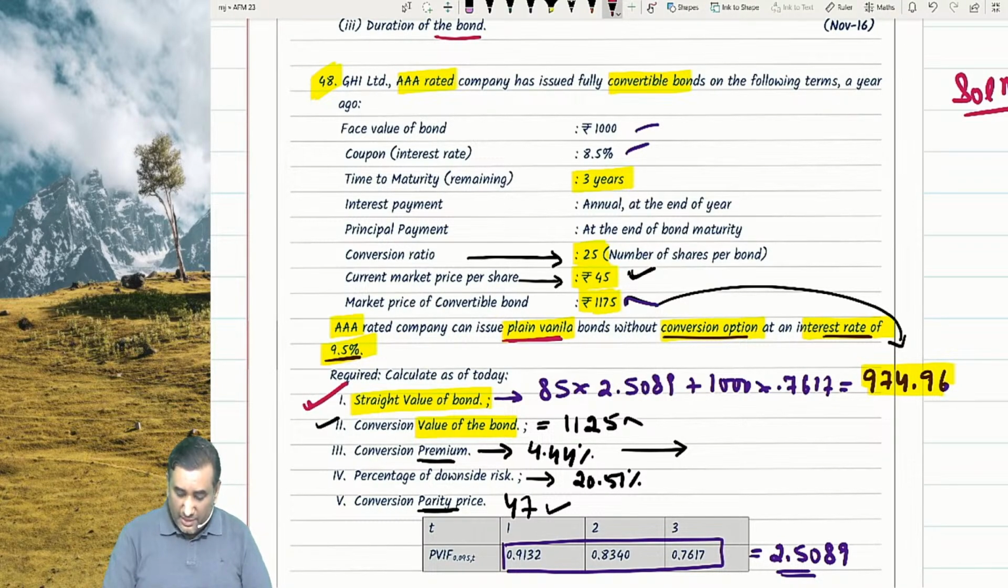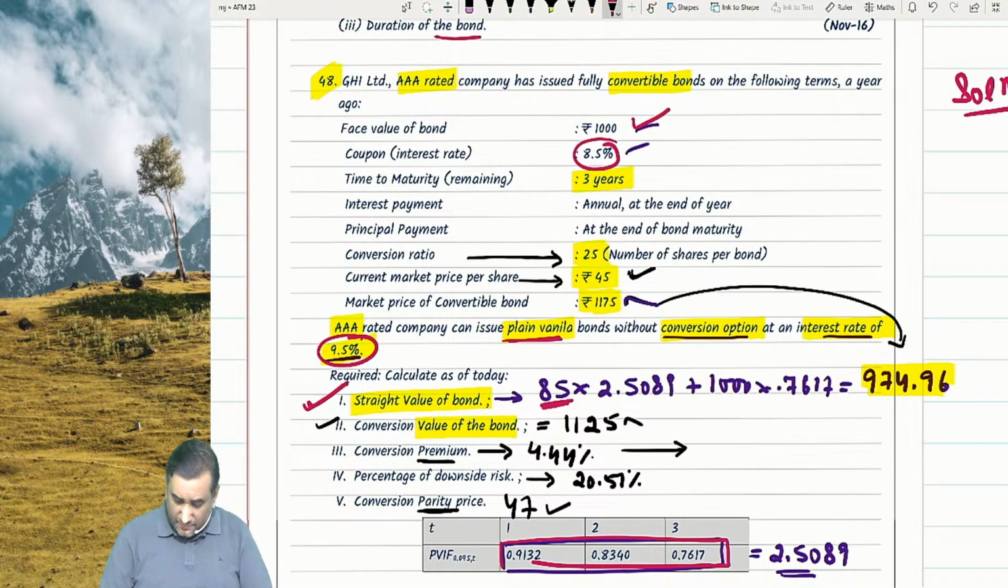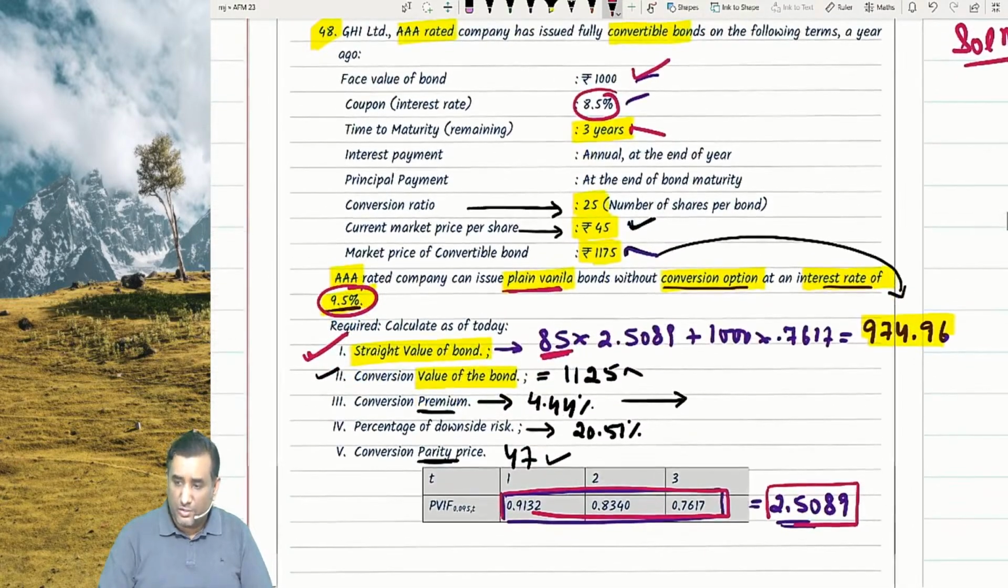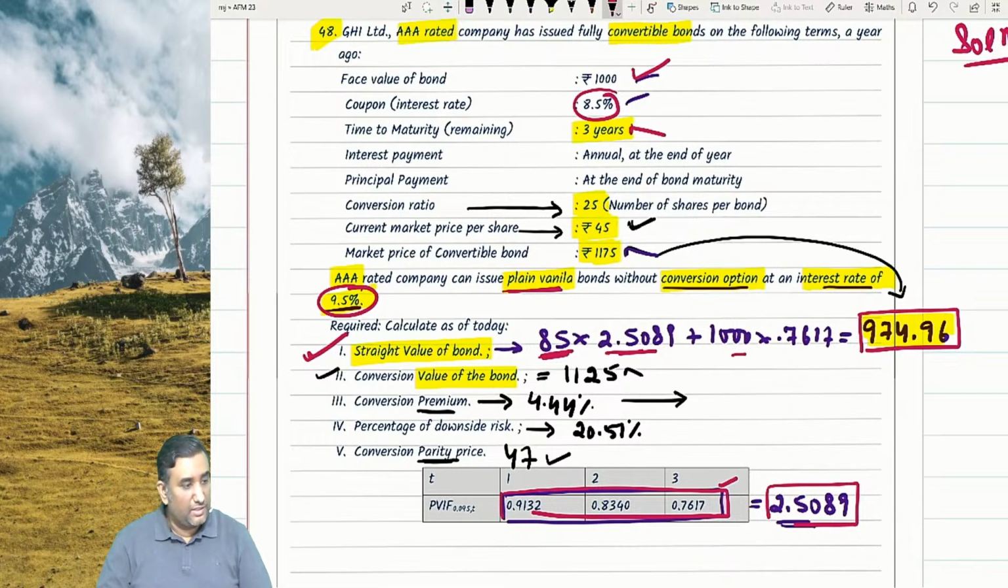So straight value of bond, my formula: coupon rate is 8.5. Coupon is 8.5 on 1000 rupees face value. How much will I get? 85. Discount rate, what is the yield rate? 9.5. And the factors he has given at 9.5. Time to maturity is 3 years. So I have taken the 3-year annuity factor: 85 interest every year for 3 years, plus the redemption value with the last year factor. So my straight value of bond comes to 974.96.